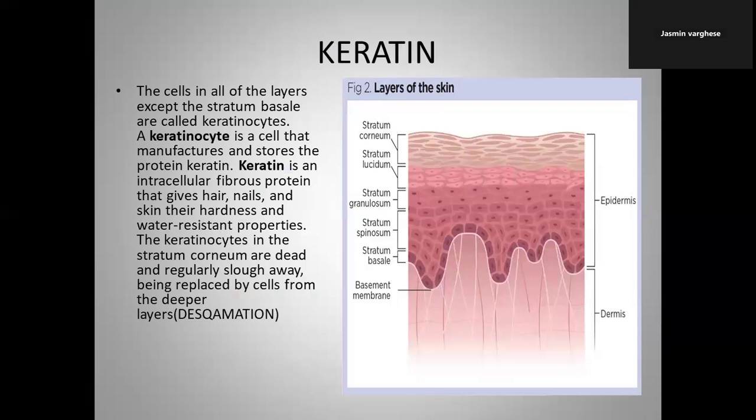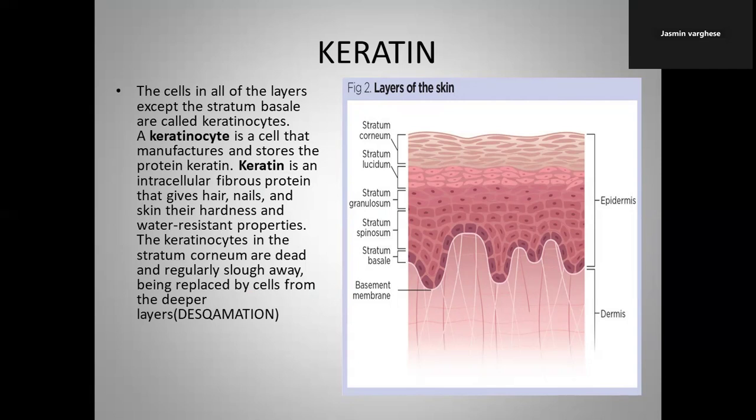Now we will see what is keratin. I have told you keratin is a protein which is present in the first layer. What is the first layer? Epidermis. The cells in all of the layers except the stratum basale are called keratinocytes. There are 5 layers for the epidermis. The cells except stratum basale are all keratinocyte cells.